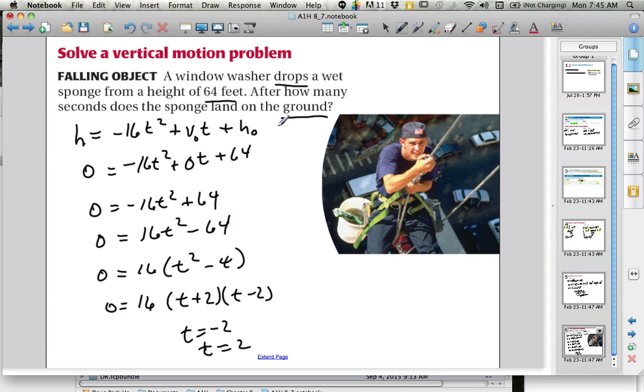After how many seconds does the sponge land on the ground? Could it land negative 2 seconds after I drop it? No, that's in the past. This has to be the solution. It's going to take 2 seconds to hit the ground. Okay, and that's working with special patterns.